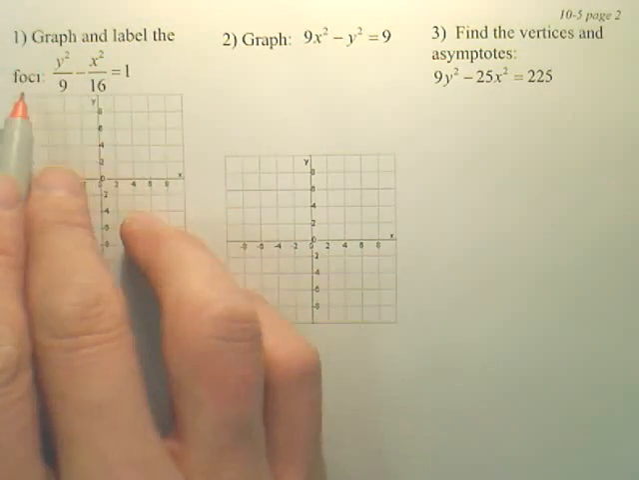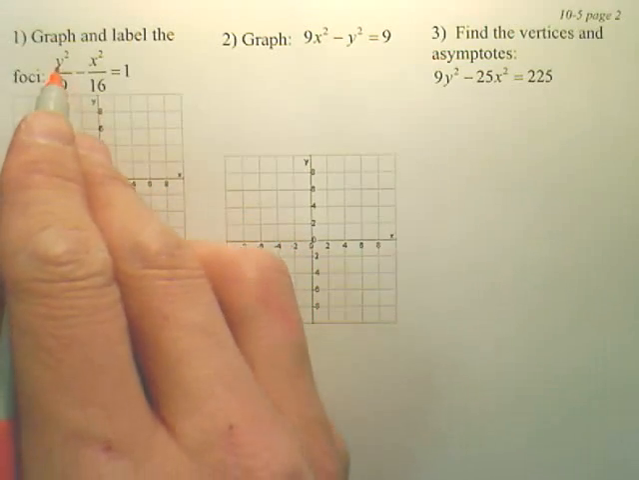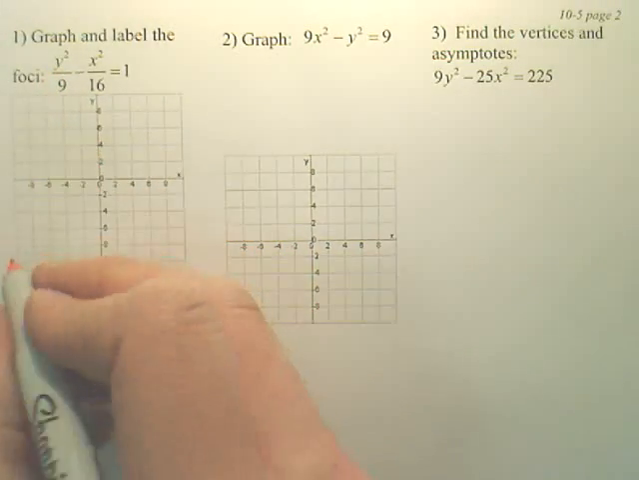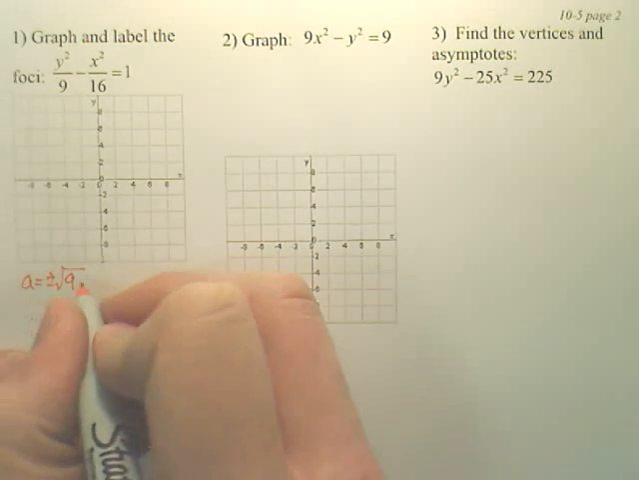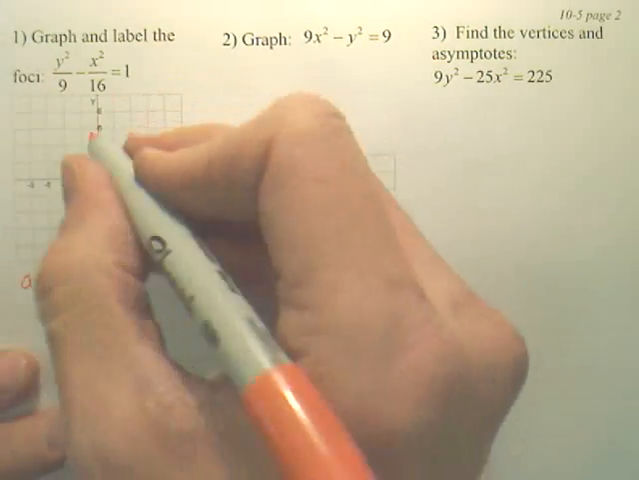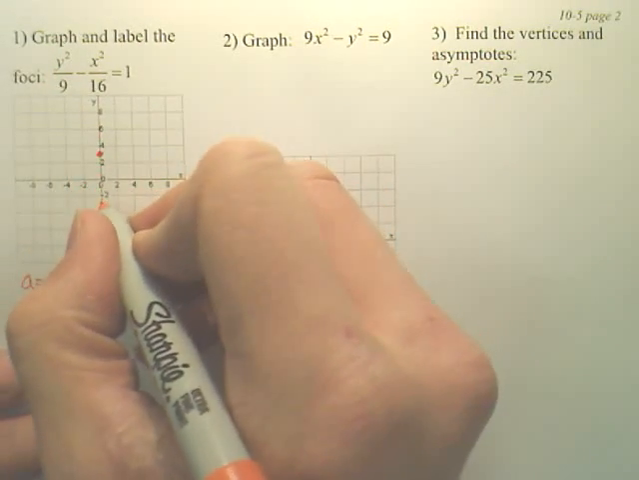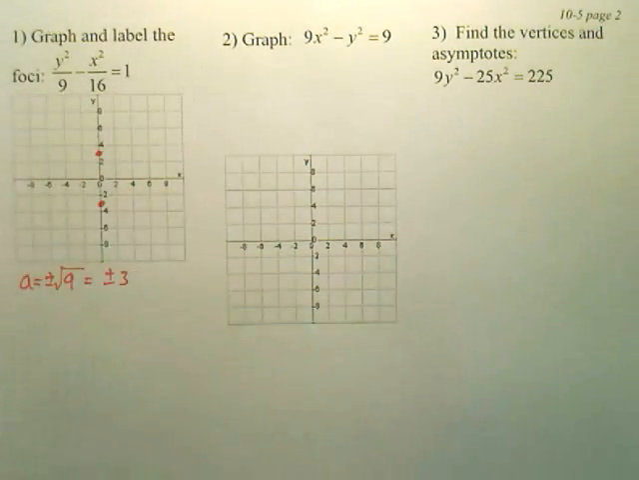Okay, we're going to graph and then label the foci. So to graph this, what you do is you have to make a little box. The y value is going to be the square root of 9. So your a value is going to be plus or minus the square root of 9, which is plus or minus 3. And again, it's under the y, so that means we're going to go up 3 and down 3. And that will be our vertex.